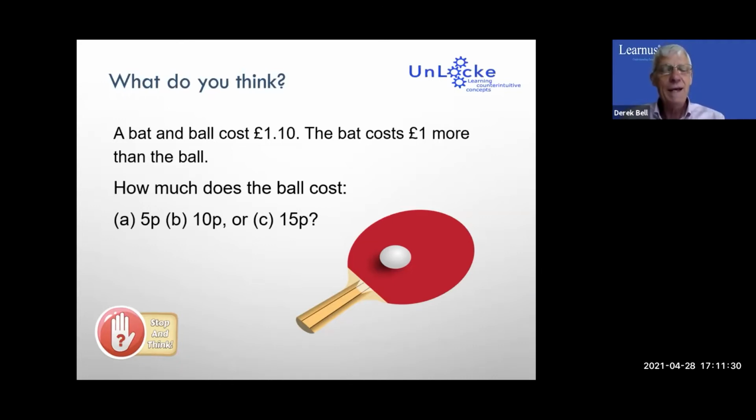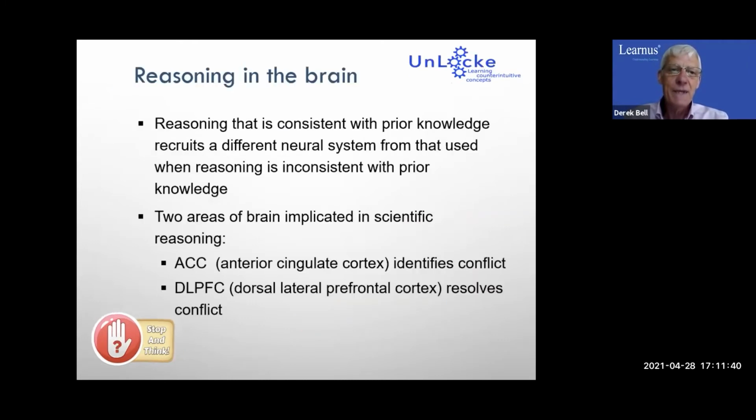And in a way, that's going on all the time. We're learning, particularly things that are counterintuitive. How do we actually address that? And it seems that in the brain, from the research there is, that reasoning that is consistent with prior knowledge tends to use one neural system, and where it's different, where there's a conflict, other systems are used.